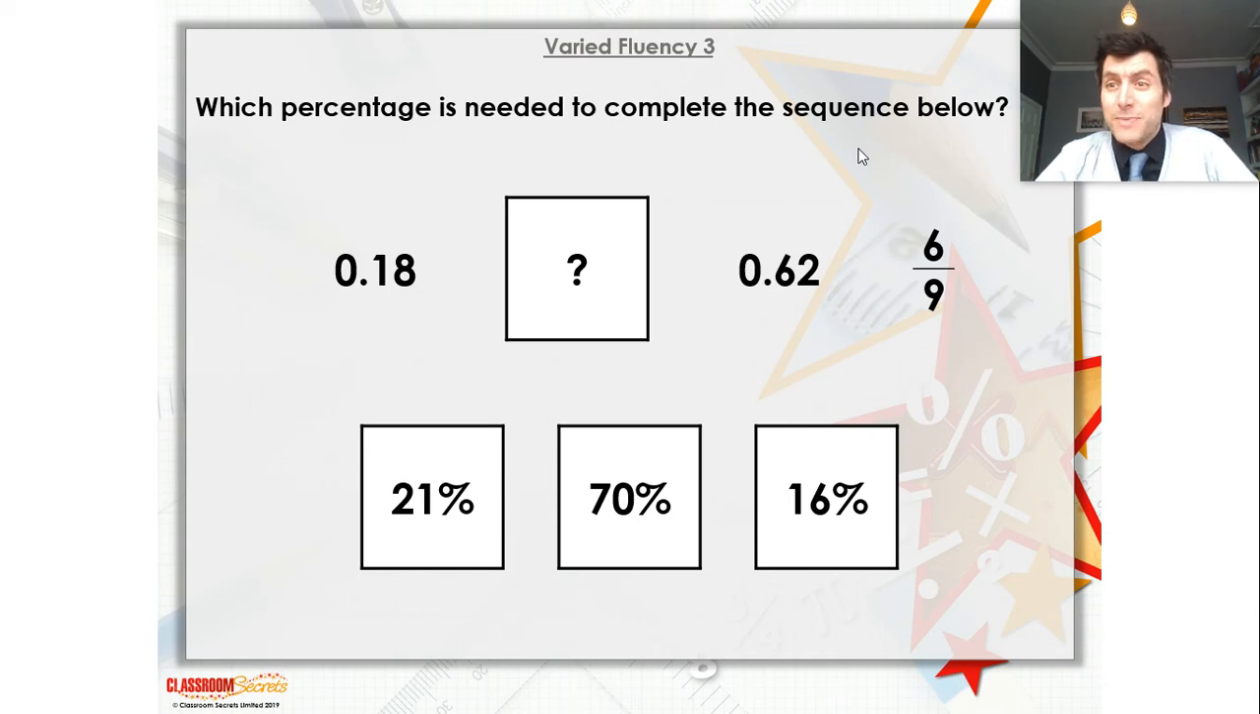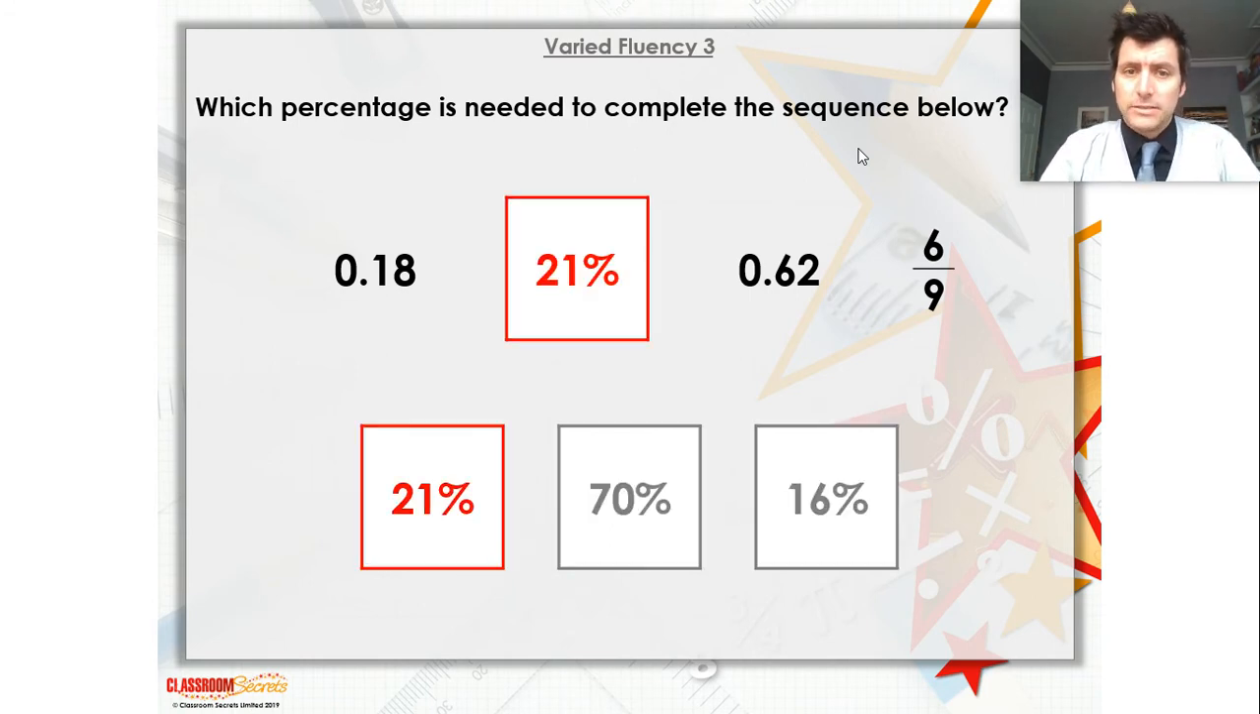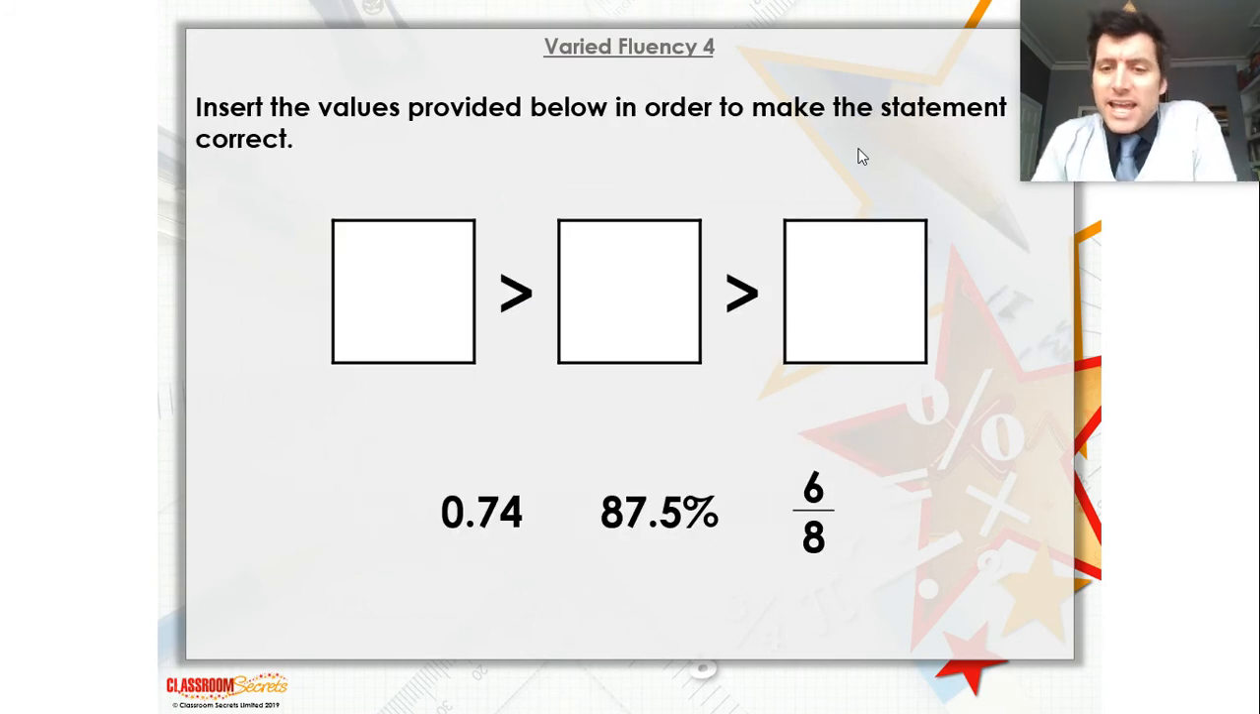Well, 0.18 is basically 18%, so that's greater than 16. So that can't go there. 0.62 is the equivalent of 62%, and therefore 70 can't be smaller than it. So it has to be 21. Okay, so 21% needs to go there. Right, guys, again, which value goes where?